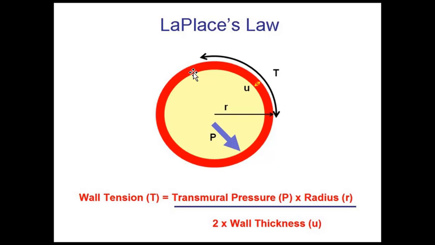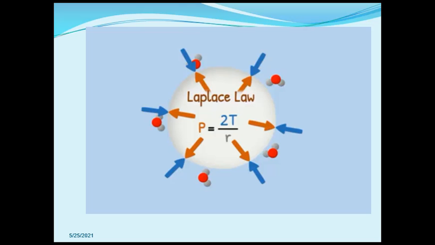I want you to take note of Laplace's law, wherein the wall tension is equivalent to the transmural pressure times the radius divided by twice the wall thickness. We can also have this expression wherein the pressure is equal to twice the surface tension divided by the radius. Okay.